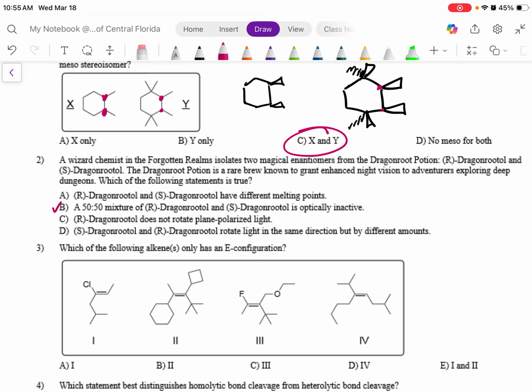And then, let's see, D, S and R dragon rutol rotate light in the same direction. No, they do not. Enantiomers rotate plane polarized light by the same magnitude, just in opposite directions. So answer B is correct.